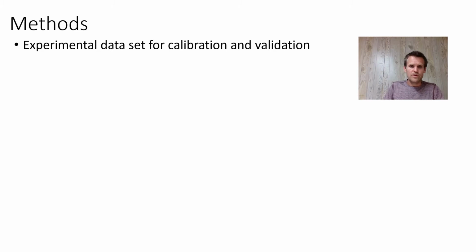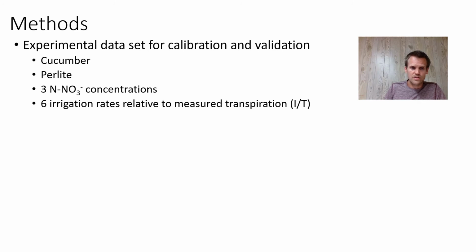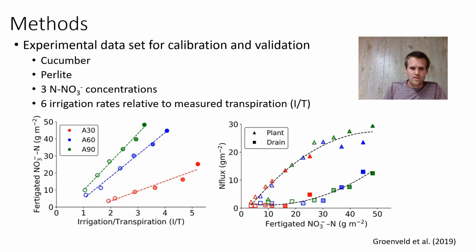And so we used an experimental data set to calibrate and validate, which was cucumbers, I mentioned that already, growing in perlite with 3 nitrate concentrations and 6 irrigation rates, which were irrigation over transpiration. The irrigation over transpiration rates are here on the x-axis. The 3 colors are the 3 different nitrate concentrations. And so with each different irrigation rate, as a function of transpiration, the amount of nitrogen fertigated to the plots increased. So we got 18 different treatments here.